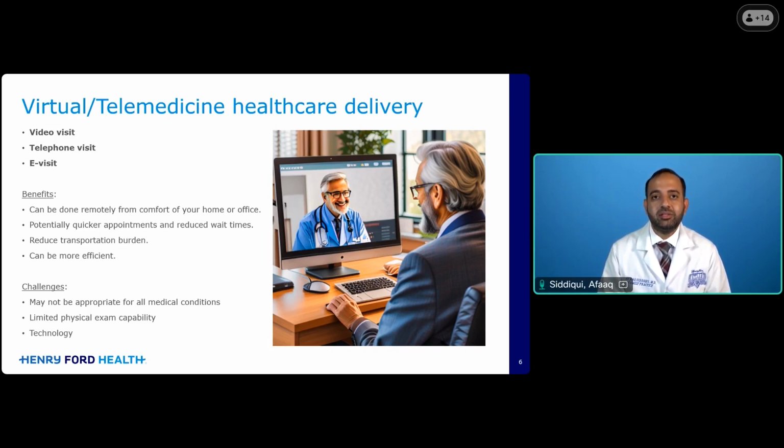Some challenges that come with telehealth services is that it may not be appropriate for all medical conditions. So it is important to know what it is good for and what an in-person appointment might be better for. Limited physical exam capability and technology. Technology tends to have a small learning curve and sometimes can be finicky, but as time goes on, this will get better. And most of us already use most of this technology in our daily lives. So it will just be incorporating it in our healthcare services.